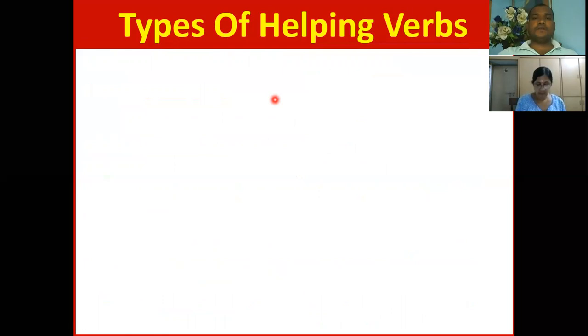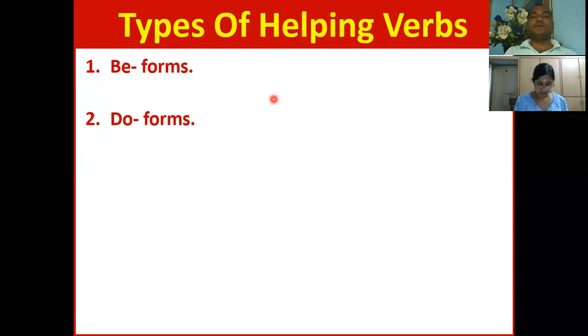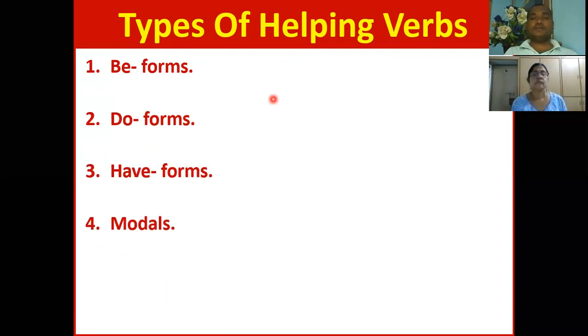Now we are going to talk about types of helping verbs. Helping verbs are again divided into be forms, do forms, have forms, and modals. Four types. First, let us talk about be forms. What does it mean by be forms? Be forms: am, is, are, was, were. Am, is, are in present tense. Was, were in past tense.